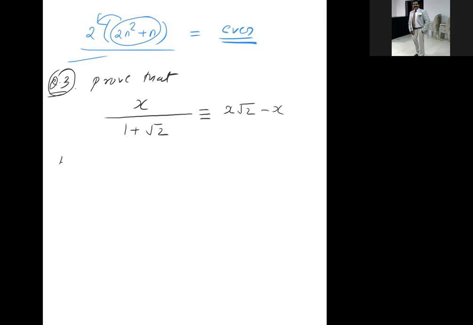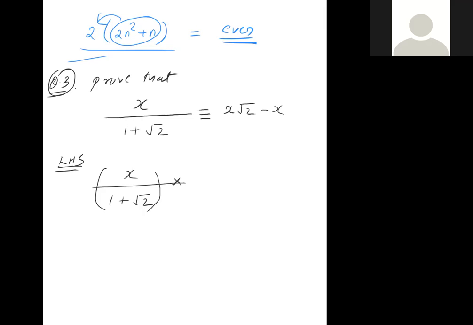Very good. So we can start from LHS. What is our LHS? x divided by 1 plus root 2. And the term that we use is rationalizing the denominator. What is rationalizing the denominator that we learned in P1? We multiply with the opposite, so times 1 minus root 2 by 1 minus root 2. So try to expand it.